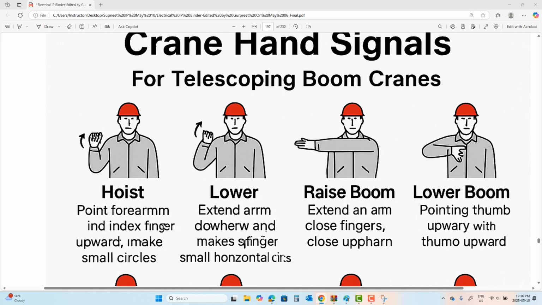What is this guy doing? Okay, 4 choices. Point forearm, index finger upward, make small circles, extend an arm, close fingers. He'll come up with 4 names. You should know what these crane hand signals are doing. Okay?